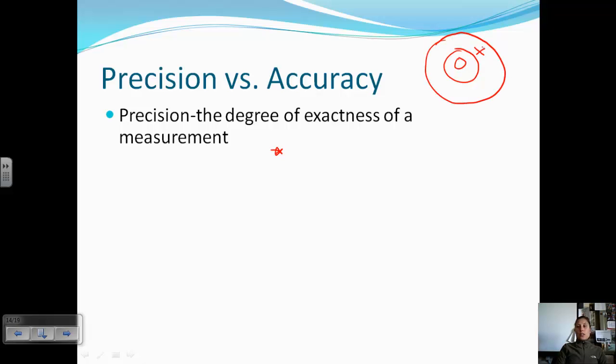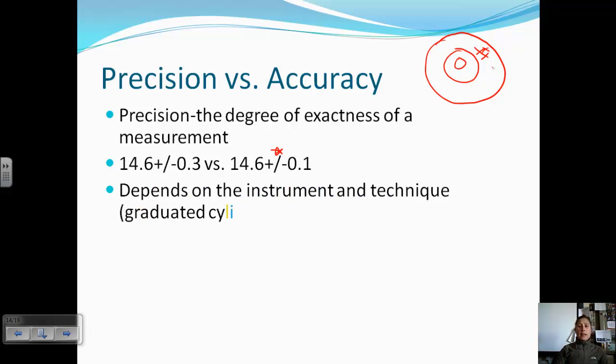Let's say that you shoot 3 arrows and they're all really close to each other. We would say that that's pretty precise. You hit the same spot almost every time. So if we had 14.6 plus or minus 0.3 versus 14.6 plus or minus 0.1, 0.1 is a smaller degree of variation, and so it's more precise.